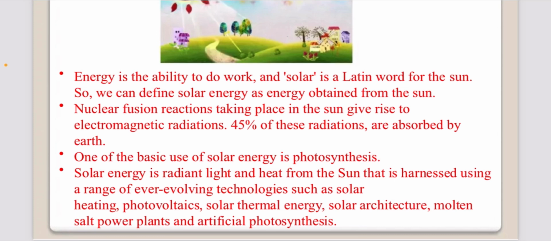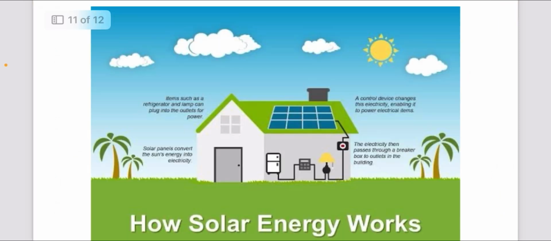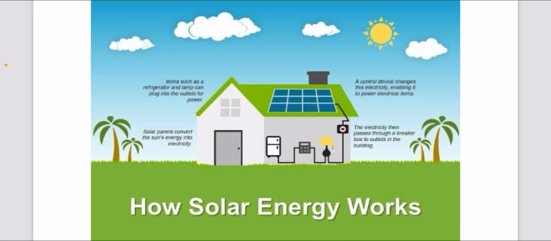Solar energy is radiant light and heat from the sun that is harnessed using a range of ever evolving technologies such as solar heating, photovoltaics, solar thermal energy, solar architecture, molten salt power plants, and artificial photosynthesis. This is the solar, and this is how solar energy works. And this is about the power plants and types of power plants.